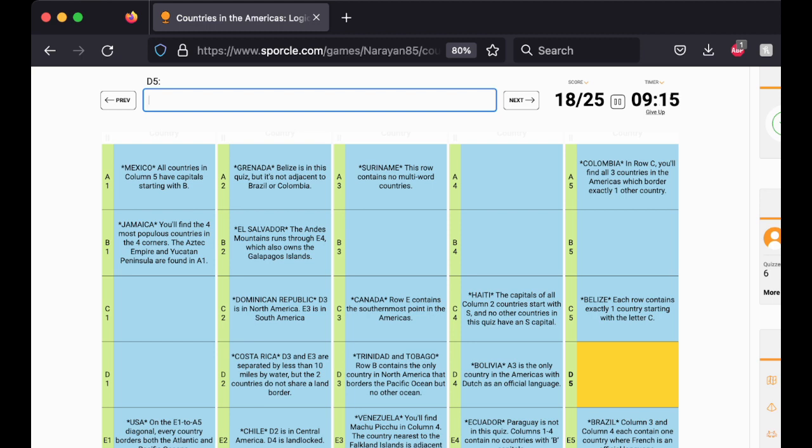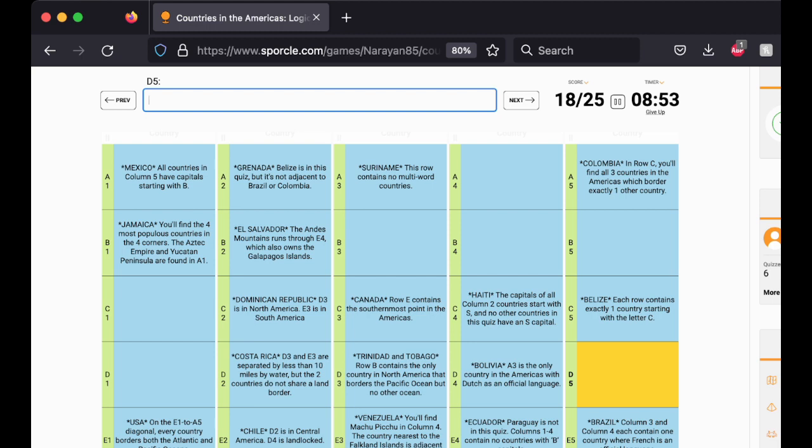Let's see here. I'm trying to look at the hints again. We have, okay, E, that's here. Capitals and columns 2. Okay, we have already done the C4 hint. Each row contains exactly one. Okay, we're looking at that now.